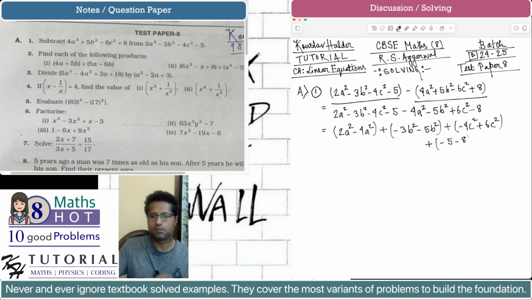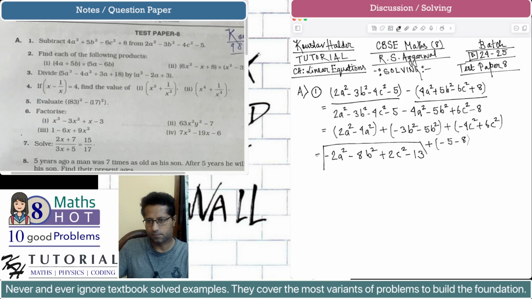Now if you add up all the like terms, we get minus 2a square, minus 8b square, plus 2c square, and minus 13. This was a subjective question, not an MCQ. So this is the final result of the subtraction: minus 2a square minus 8b square plus 2c square minus 13.